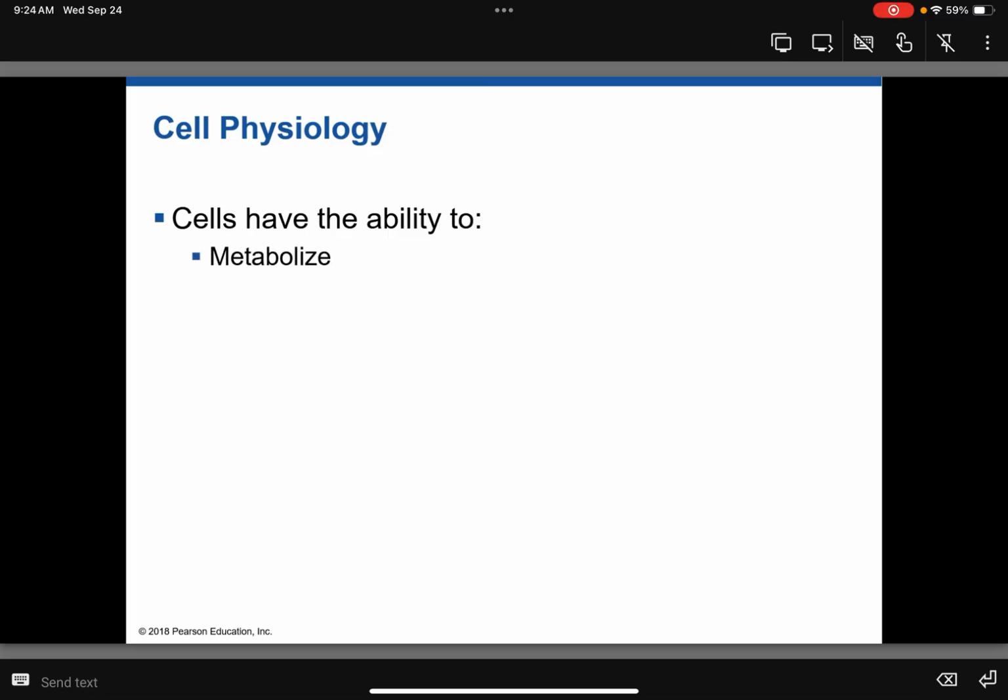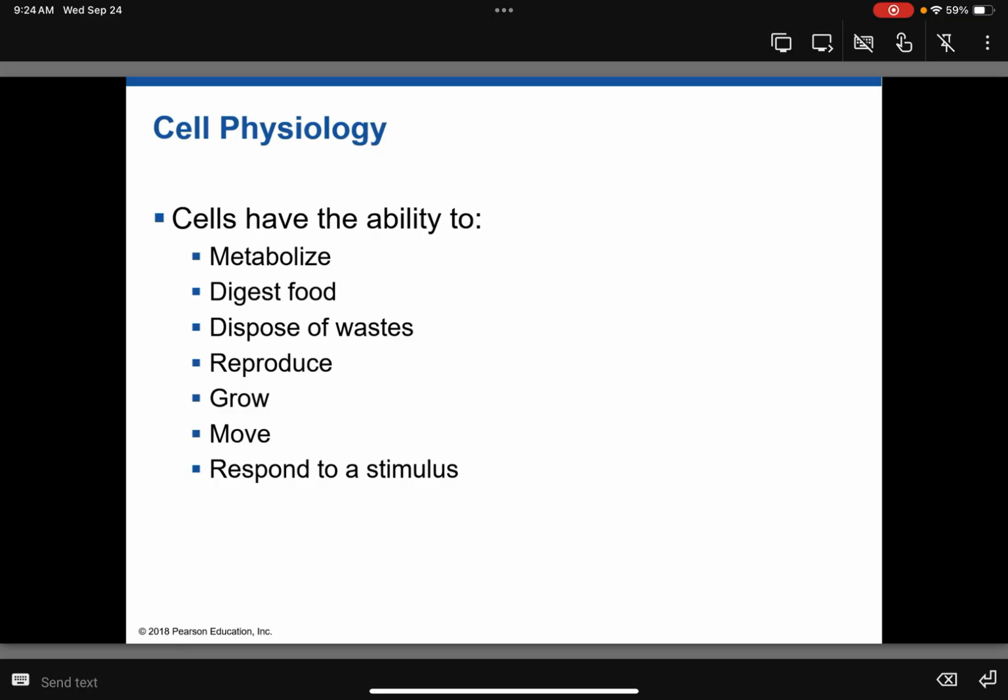So all cells have the ability to metabolize, digest food, dispose of waste, reproduce, grow, move, and respond to stimuli. And depending on the type of cell that it is, it might do these better than other types of cells, may not do them at all, might do them faster. Okay, again, depends on what genes are turned on in the cell.